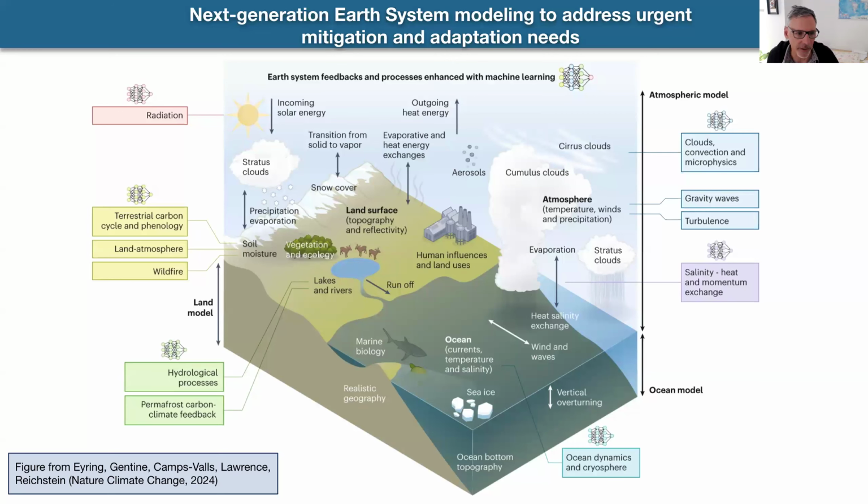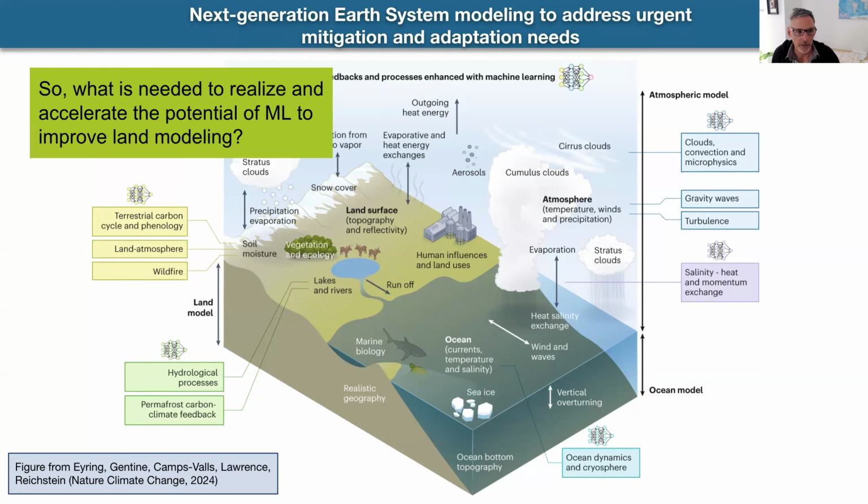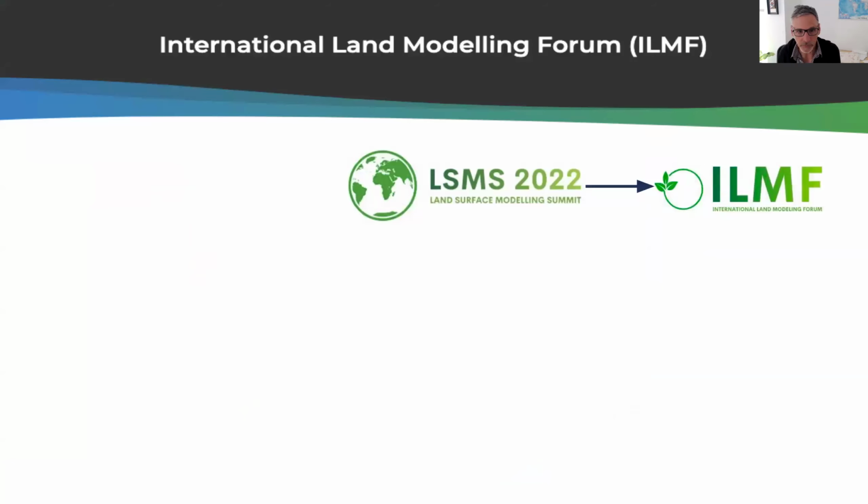I'm happy to be corrected about that, but that's my current perspective. Nonetheless, there's plenty of opportunities. So how do we get to be able to employ machine learning based parameterizations in current generation land models? What is needed to realize and accelerate the potential of ML to improve land modeling?